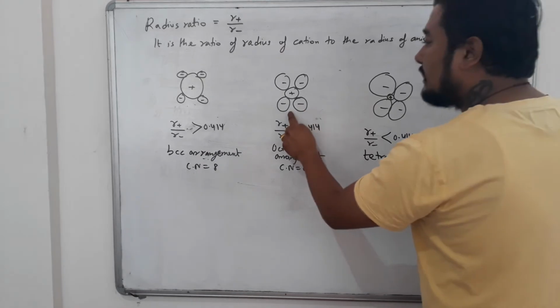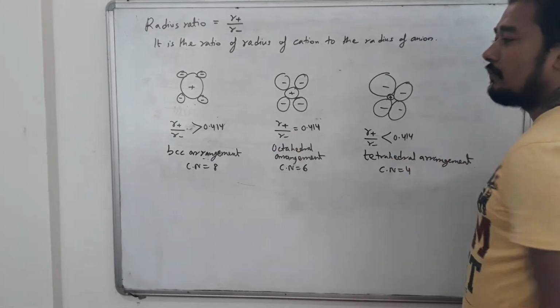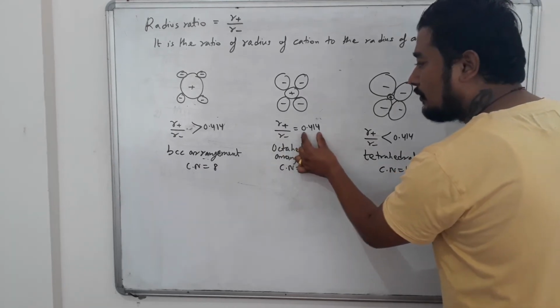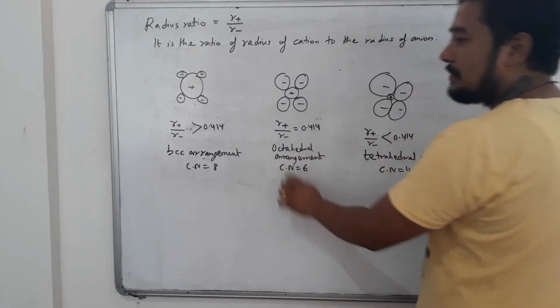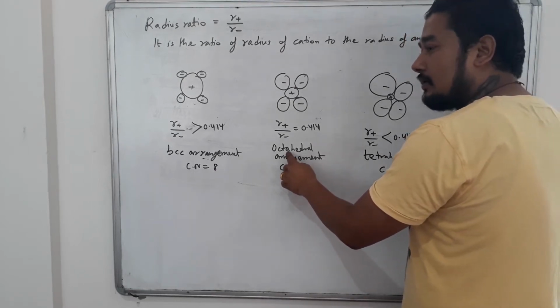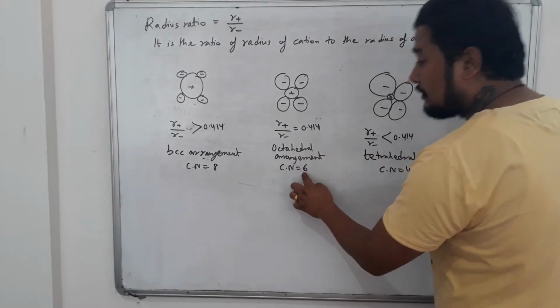Now in this case the radius ratio will come exactly 0.414. If the radius ratio comes exactly 0.414, we call it an octahedral arrangement. And you know the octahedral void, coordination number is what? 6, because there will be 6 particles. So do remember coordination number will be 6.